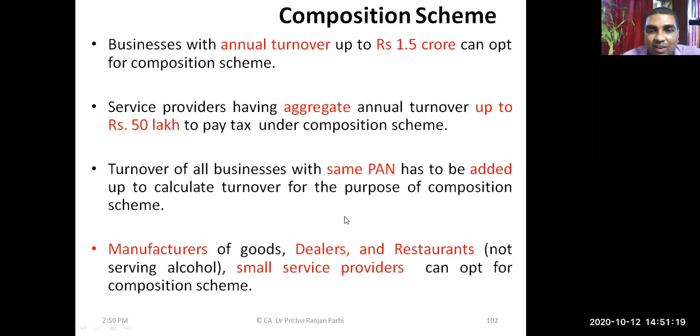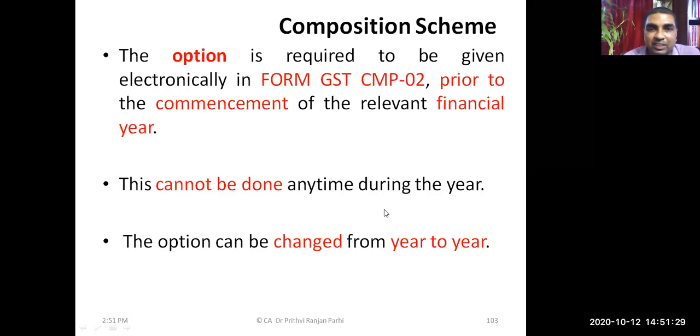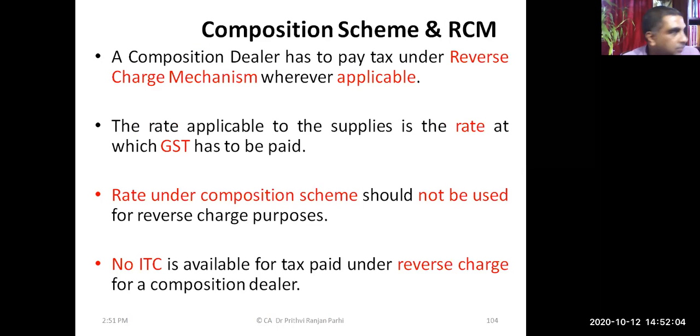And to arrive at this aggregate annual turnover, turnover with the same PAN will be added. The entire turnover will be considered. And this option is required to be given electronically in a particular form called GST CMP 02 form prior to commencement of the relevant financial year. This option also can be given at the time of application for registration. When you will be practically doing the registration exercise, at that time also you can find this option. It cannot be given during the year, but however during the year one can move from composition scheme to regular scheme.